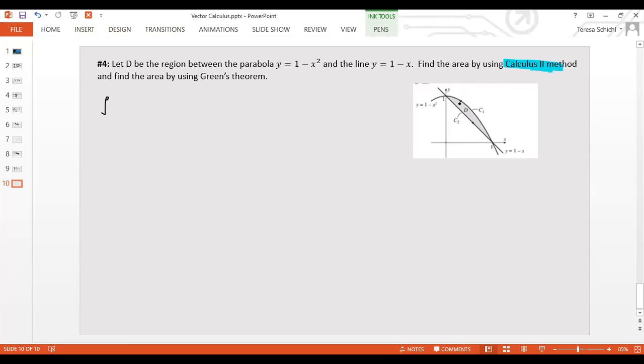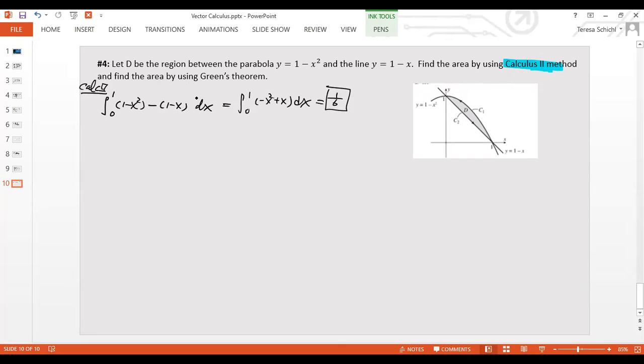Because we know integrating is finding the area. So this area will be equal to the integral of 1 minus x squared, minus the line under it, minus 1 minus x, dx, from 0 to 1. Then that will just be the integral from 0 to 1 of negative x squared plus x dx. So the answer is 1 over 6. This is the Calc 2 method, right? So that's pretty easy.